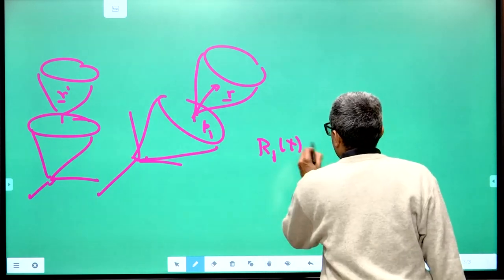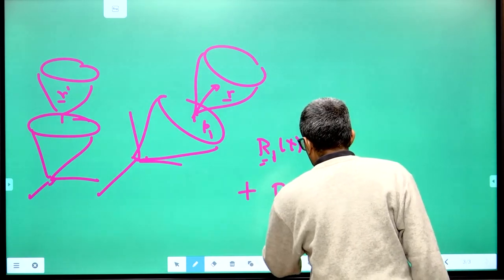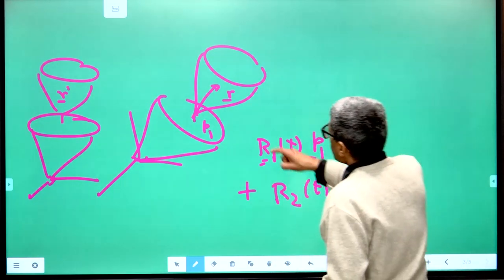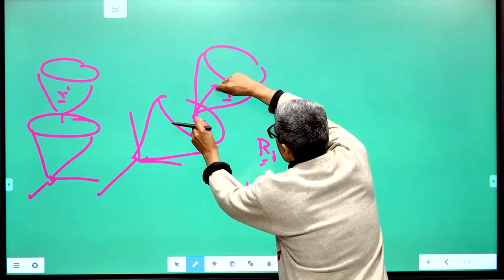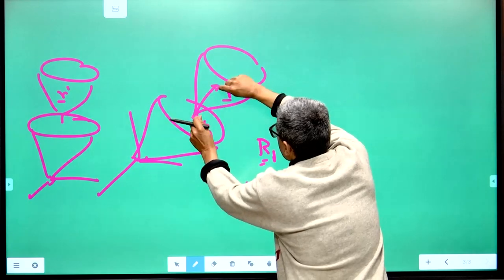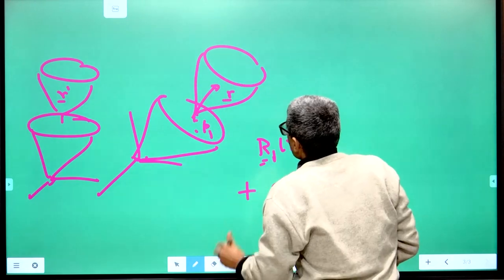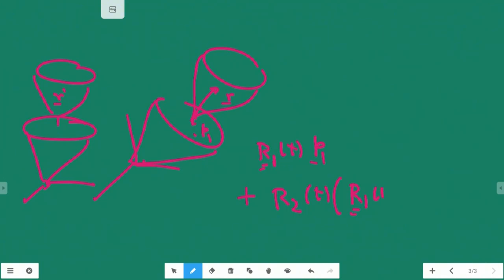R2(t). So, R1(t) acting on P1 plus R2(t) acting on the vector joining P1 and r at time t, where P1 has moved to R1(t) P1 and r has moved to R1(t) r. So, it is simply R1(t) acting on r minus R1(t) acting on P1. So, this is the position of the point r.